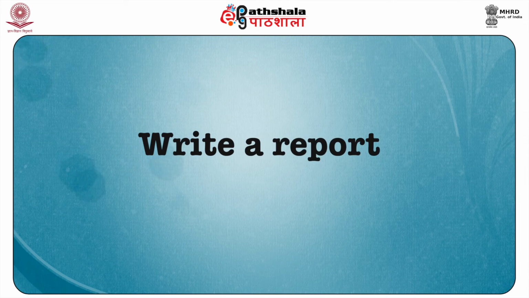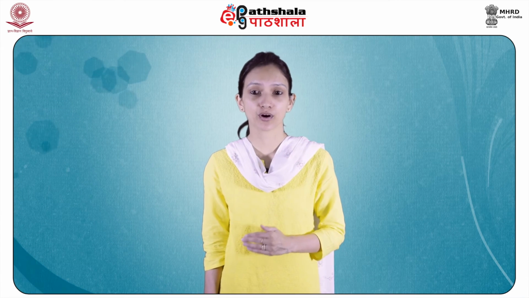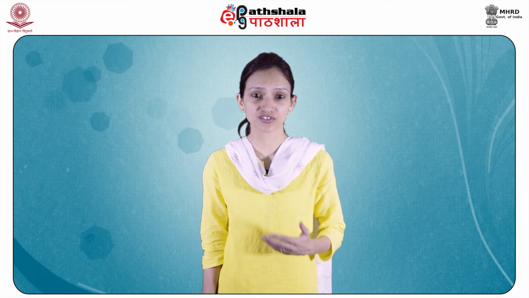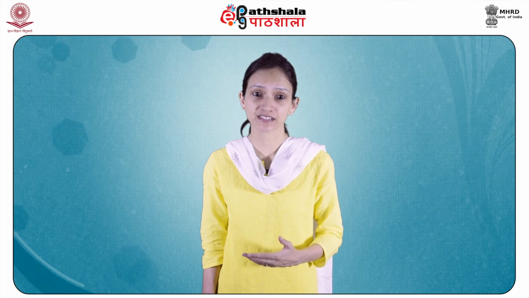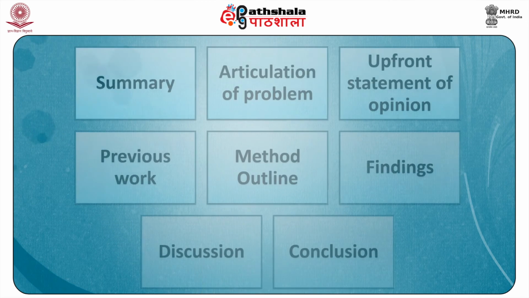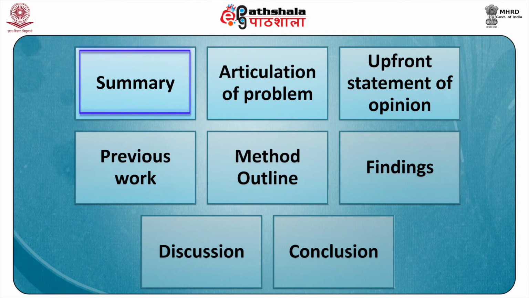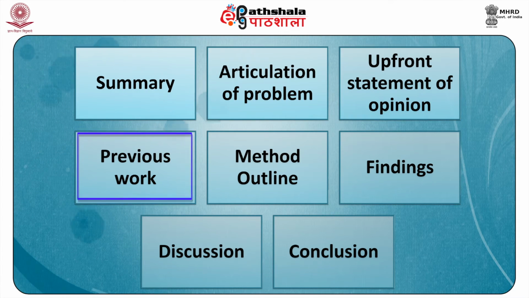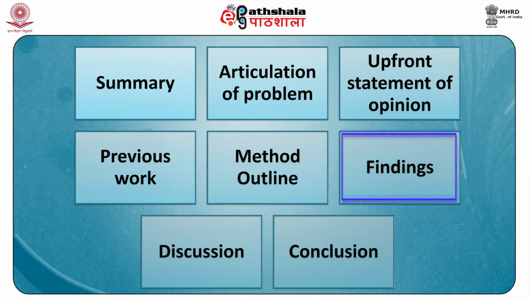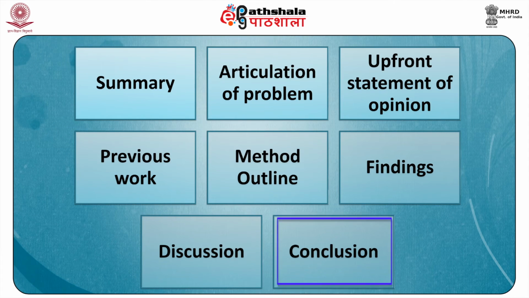Tenth, write a report. The final step is to write a report or declaration that follows the structure used in the sciences. The report is only presented if it has been requested. The structure of the report style includes the following. First, summary. Second, articulation of problem. Third, upfront statement of opinion. Fourth, previous work. Fifth, method outline. Sixth, findings. Seventh, discussion. Eighth is the conclusion.